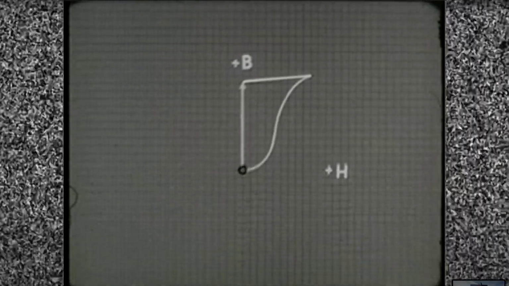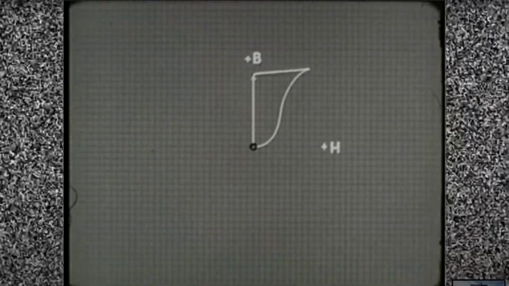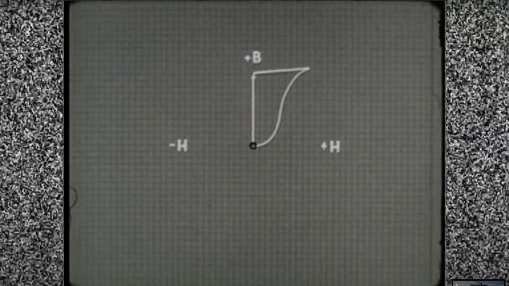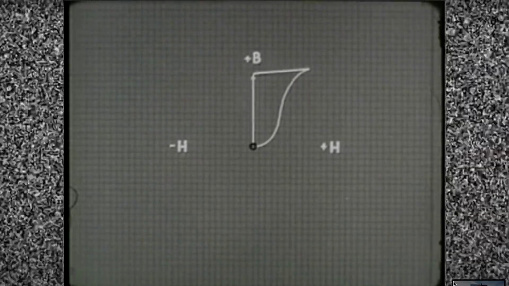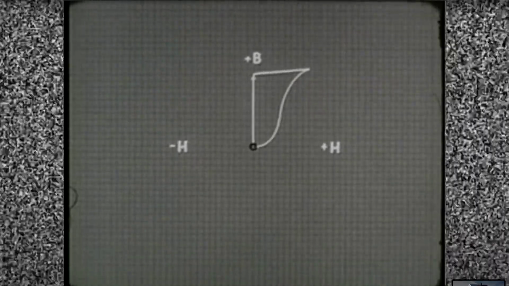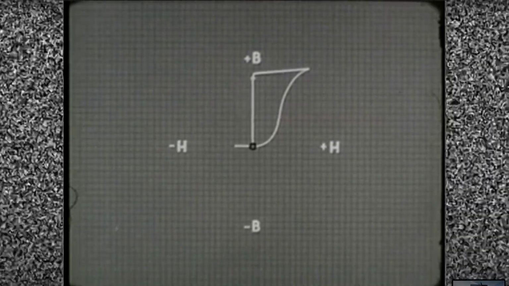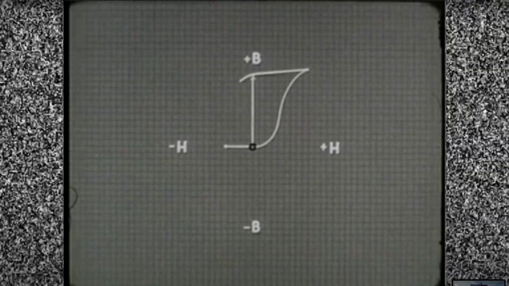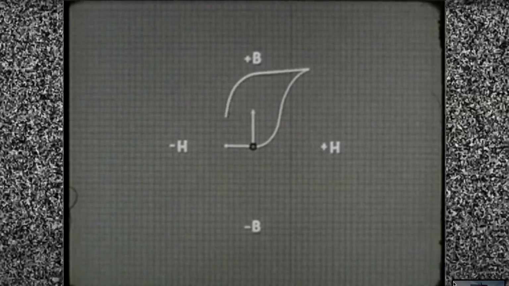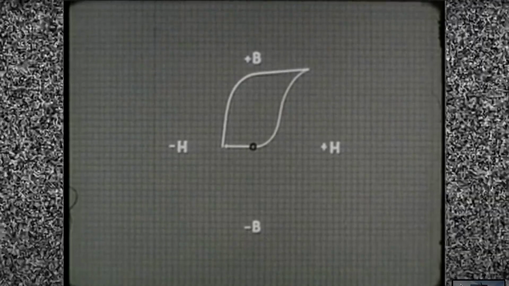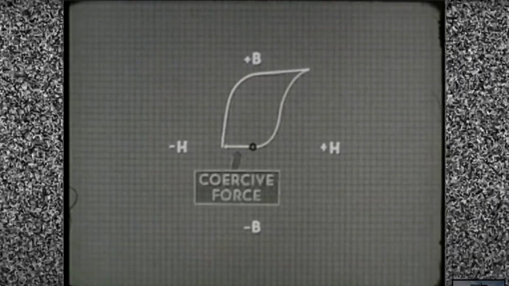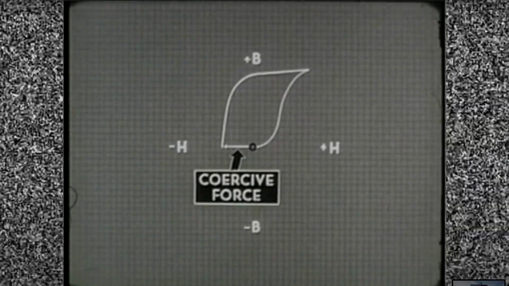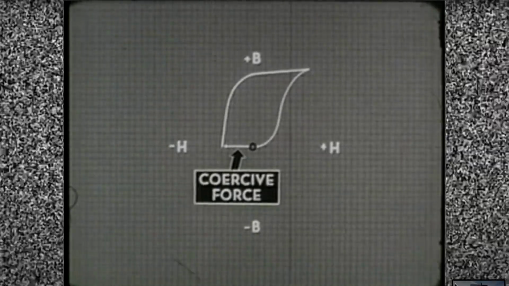To plot the effect, we'll extend our graph. With dot current, we're applying a negative magnetizing force represented by minus H. Negative flux density is symbolized by minus B. We need a certain amount of negative magnetizing force to overcome the existing positive residual magnetism in the core. The amount needed is called the coercive force. At this point, the material contains no magnetism. The flux density is 0.